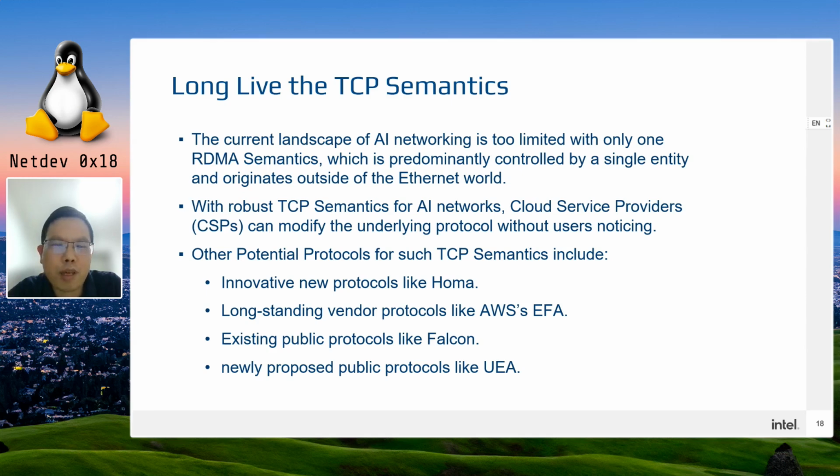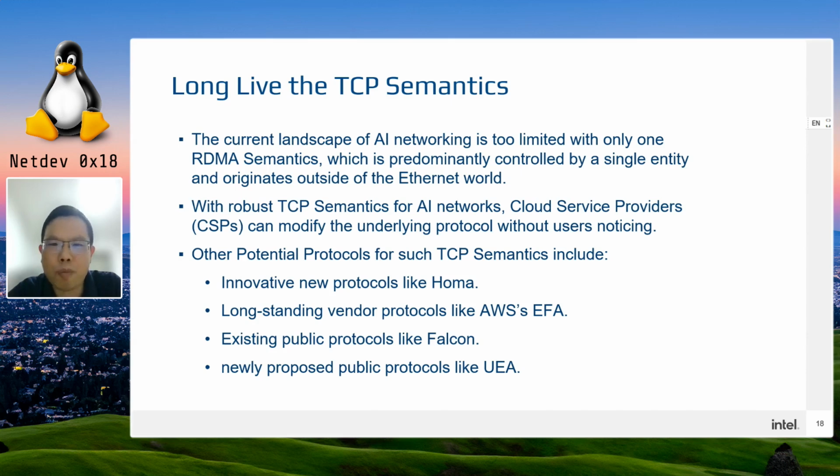And if we build the semantic and the software ecosystem very well, the CSP can just replace the underlying protocol if you are not satisfied with the pure TCP protocol. You can change it without the users noticing. So the user is still using the TCP semantic for the software, and the CSP can change the TCP protocol. And we list several potential protocols for such replacement.